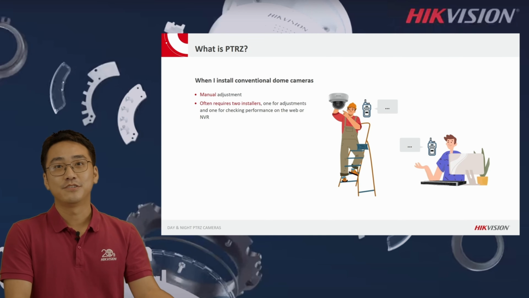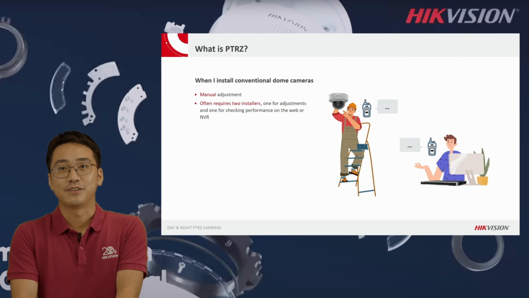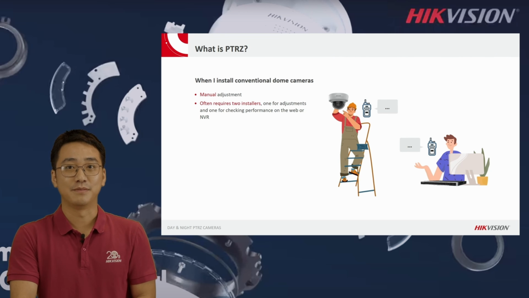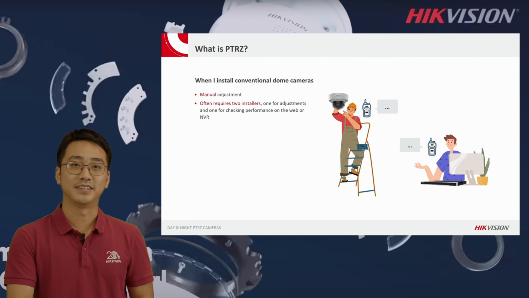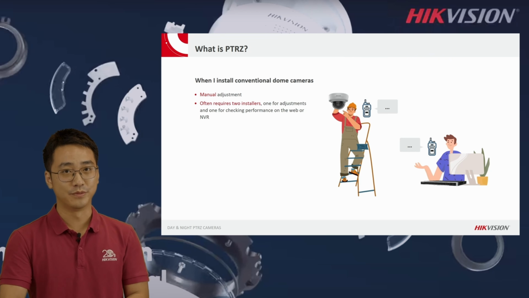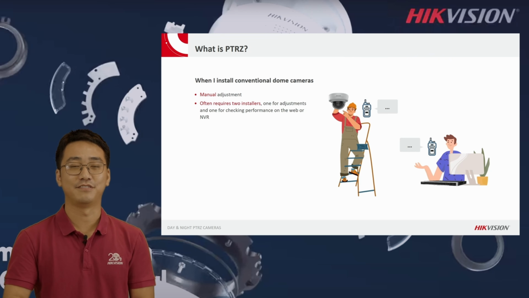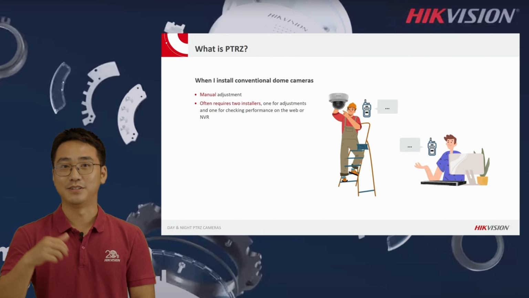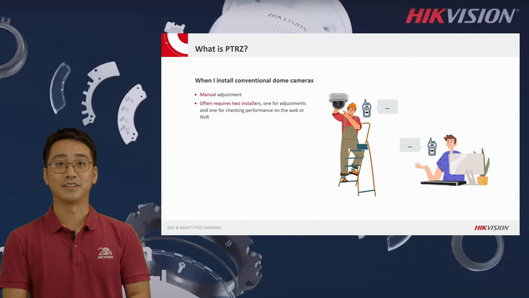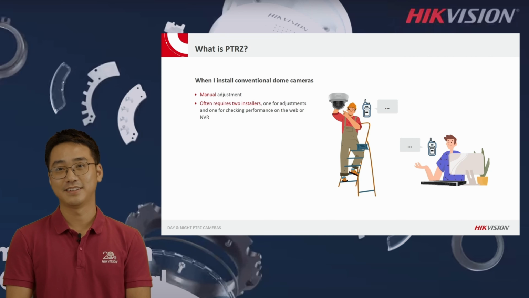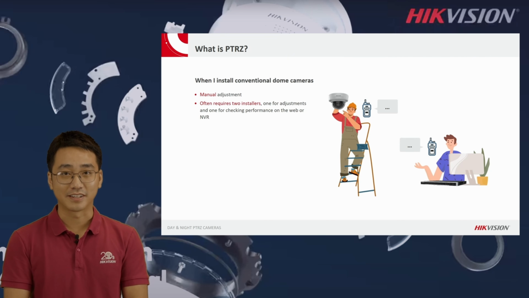Imagine when you are installing and configuring a traditional camera, everything is done manually, right? Especially when you adjust the monitoring angle. It is better to have two persons working together. One person removes all the screws and the glass cover, standing on the ladder to adjust the lens manually. The other person checks the image on the computer side or NVR side, giving guidance to the first guy.